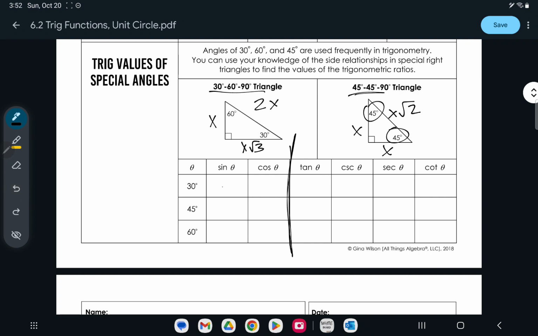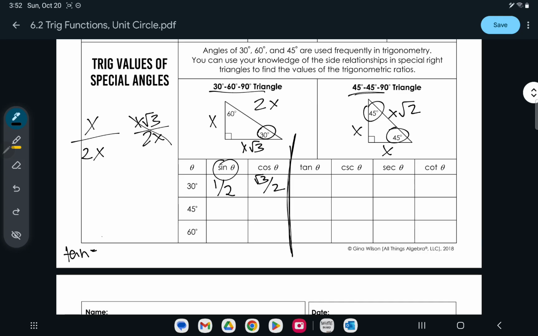I'll show you the work for it. So sine of 30 is opposite over hypotenuse. Well, the x's just cancel, so it's just 1/2. Cosine of 30, adjacent, so x root 3 over 2x. So the x's just cancel, and you got root 3 over 2.